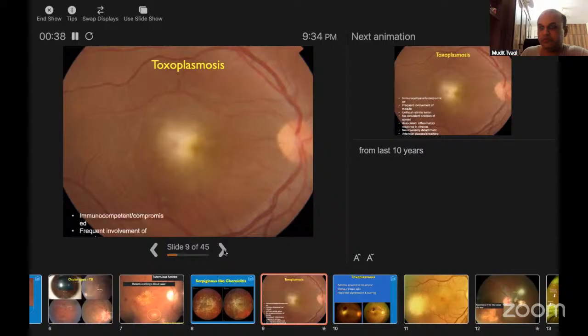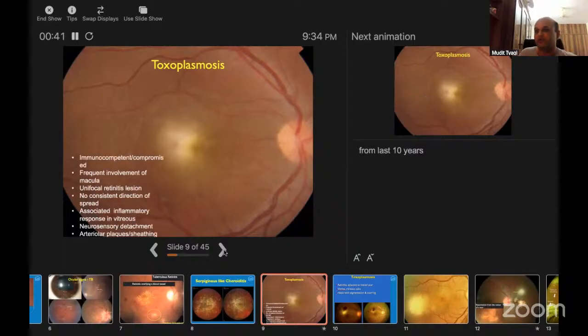So now one of the most common unifocal retinitis that we see happens to be toxoplasma. It can happen in immunocompetent as well as immunocompromised hosts. Usually it has involvement of the macula. There is no consistent direction of spread, but a lot of times you will see a very significant inflammatory response and a lot of vitritis. The classical teaching has been a headlight-in-fog sort of appearance. So you see a lot of vitritis, and through that you see a single posterior pole retinitis lesion. That becomes a clue to the fact that you're dealing with toxoplasma.